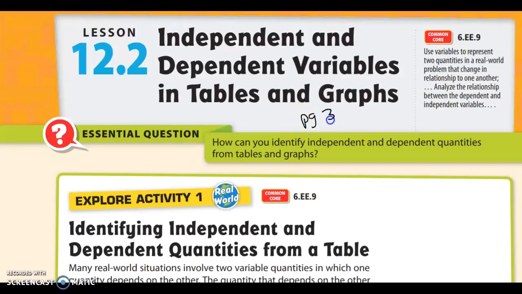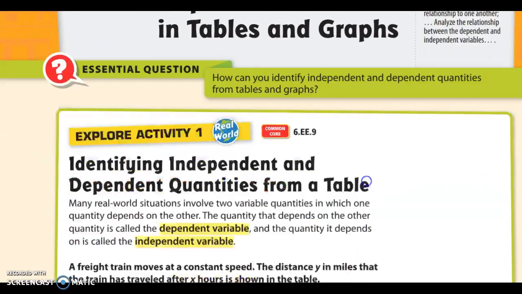This is page 337. We are on lesson 12.2, independent and dependent variables in tables and graphs. The essential question: how can you identify independent and dependent quantities from tables and graphs? We have an explore activity.